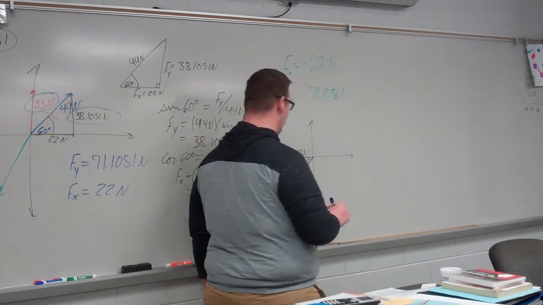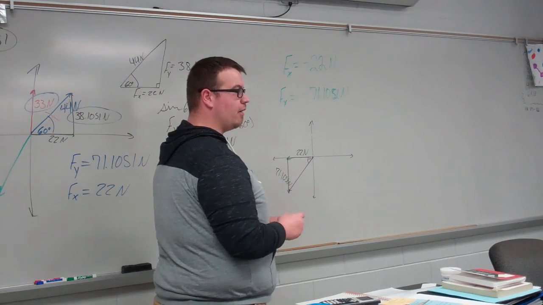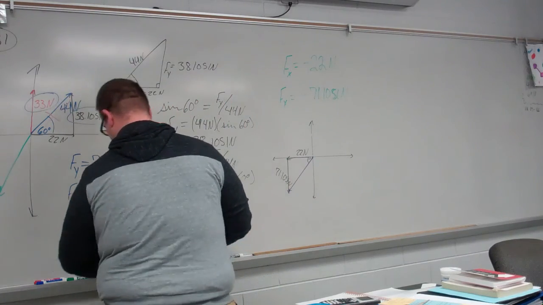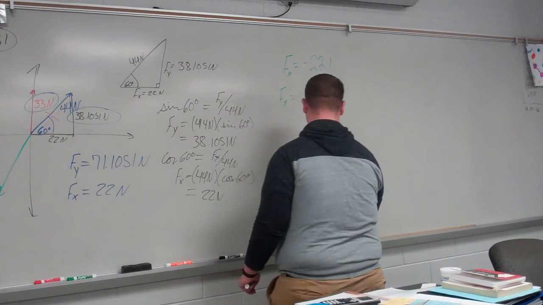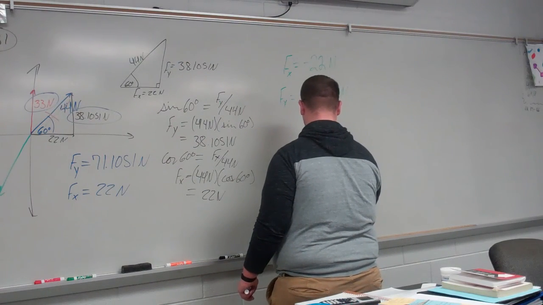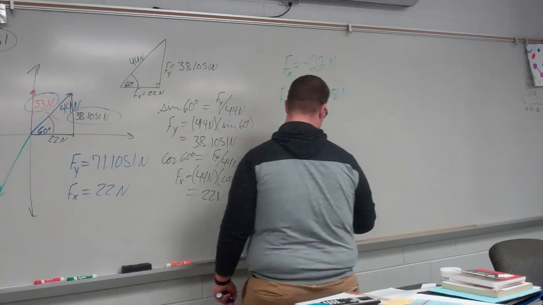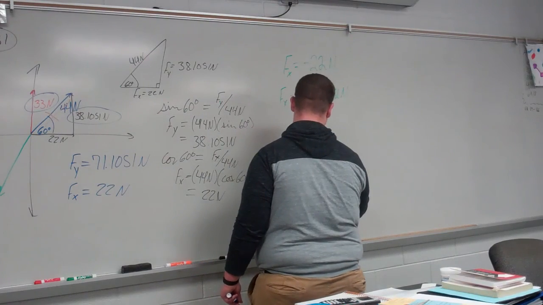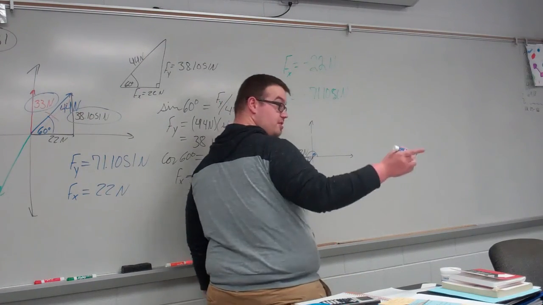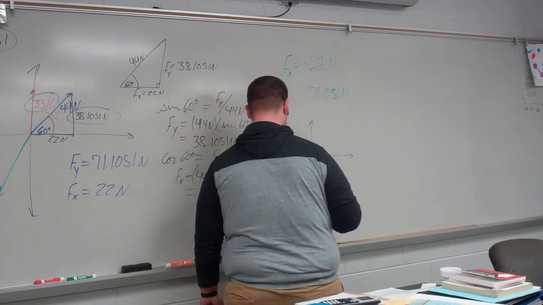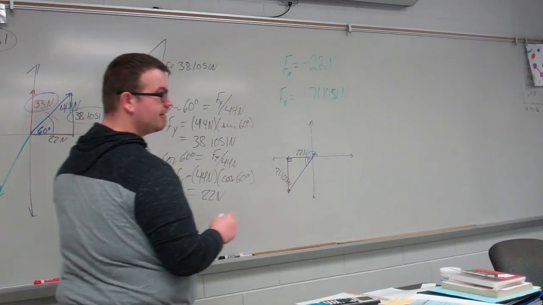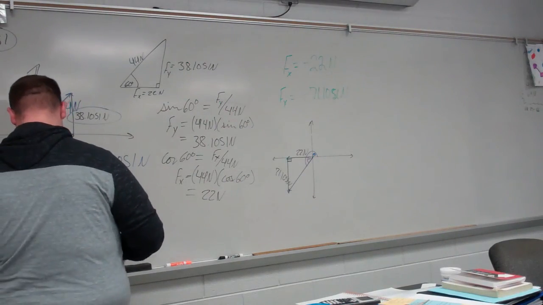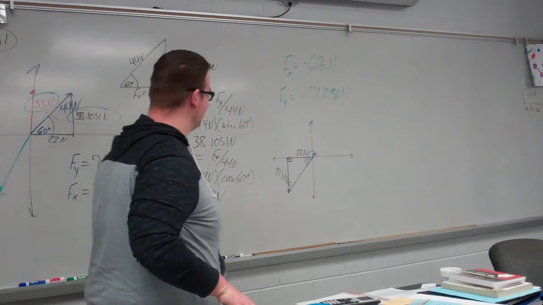I've got to find that angle, but that's not the angle I want. Assume that's the right angle, right? That was 60 degrees. You want the whole angle, so add 180 to it. There's your right angle. There's that little triangle there.